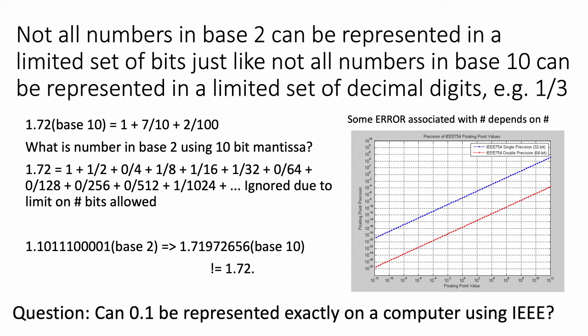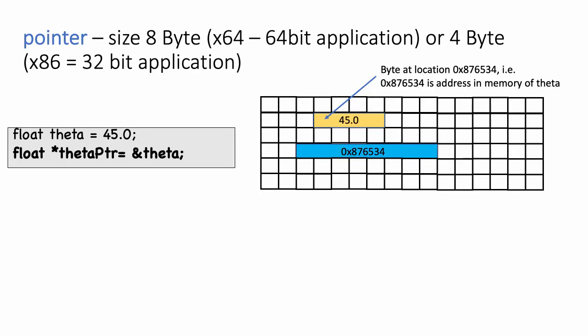So floats and doubles cannot represent all numbers exactly. What's the error in the possible numbers? It depends on the floating point value size, and this graph here just shows you the relationship between the precision and the floating point values. And a simple question, and one that you could play with using this approach, or you could Google online how to convert a number to IEEE. So the question is, can 0.1 be represented on a computer using IEEE? So we'll bring that up in the discussion tomorrow.